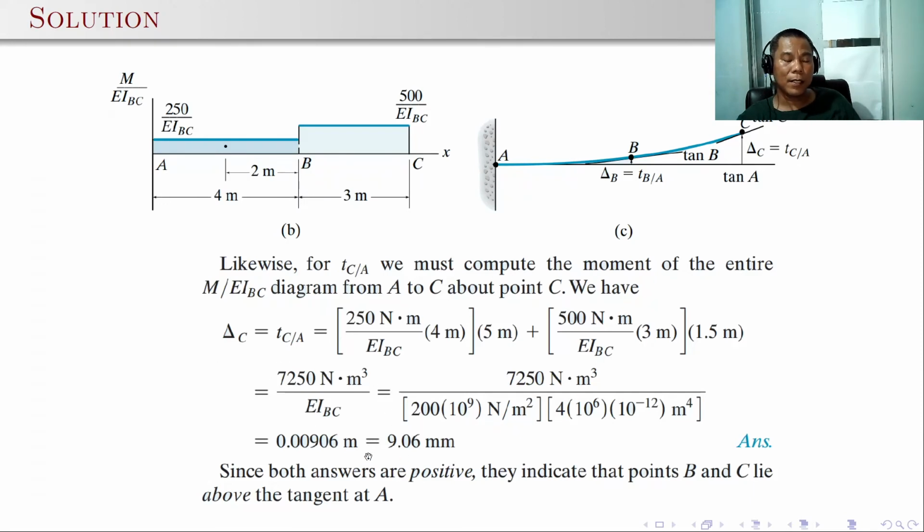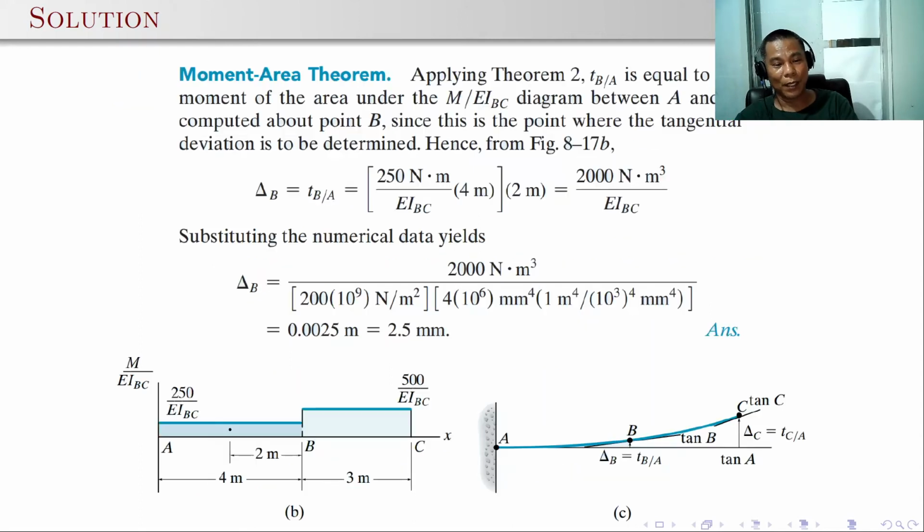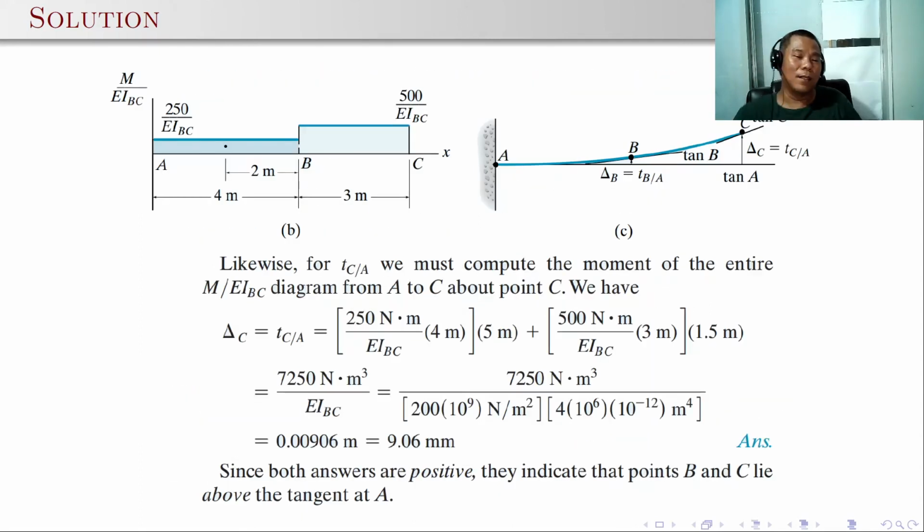So here delta C is equal to 9.06 millimeter. This should be greater than the deflection at point B, because point C is at the free end. Delta B is 2.5 millimeter and delta C is 9.06 millimeter. Since both answers are positive, they indicate that points B and C lie above the tangent at A. Otherwise, it should be negative if it is going down.